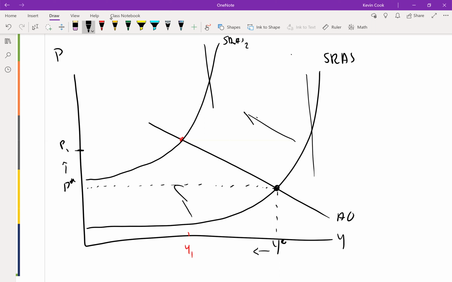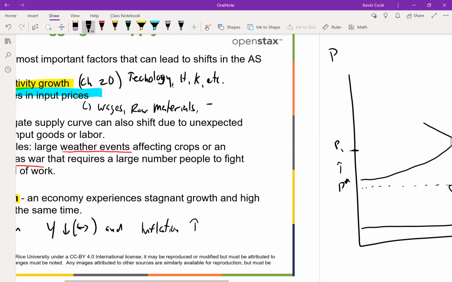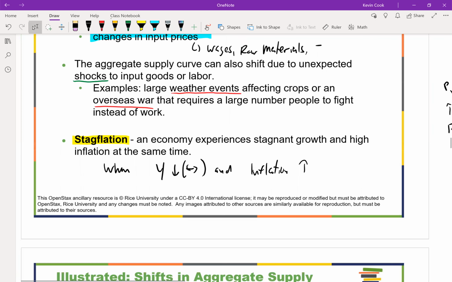And if we think about what this is saying in terms of technology and productivity, this means that we are becoming less productive, which again, as we can imagine, is really bad times. So that stagflation mainly comes from our supply curve shrinking back.